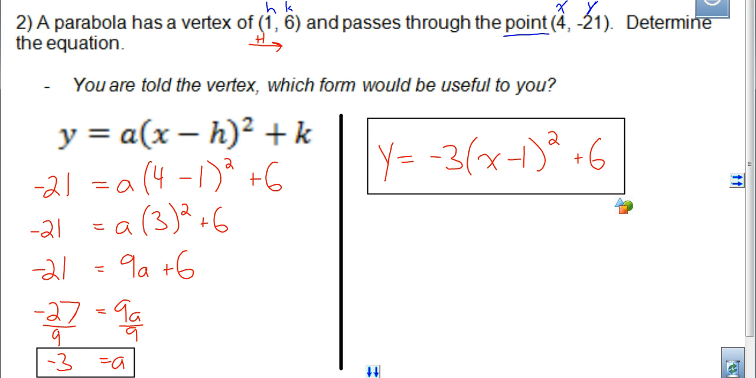So for this section, take a look at those 3 forms, the vertex form, the factored form, and the standard form, and try to read the question, and whatever information it gives you, try to substitute that information into one of those 3 equations to then figure out the rest of the information that you need.